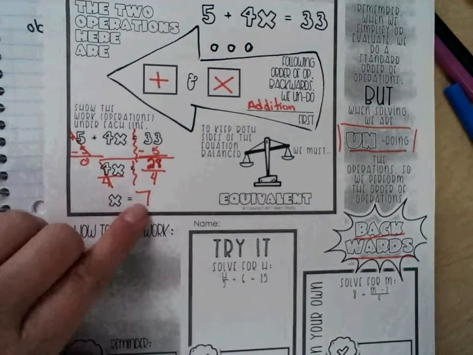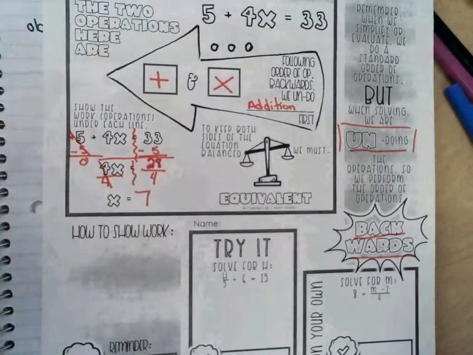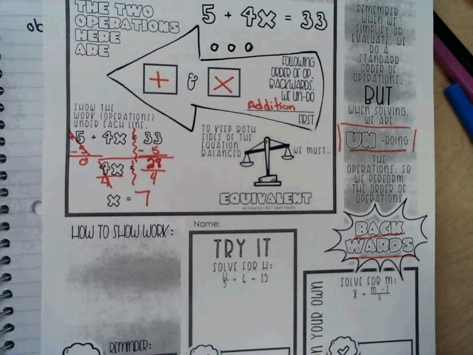And remember, just like before, we have to go back and substitute 7 in to check and make sure that it is correct. And we have to keep the balance. We have to do the same thing to both sides every step of the way. Okay?